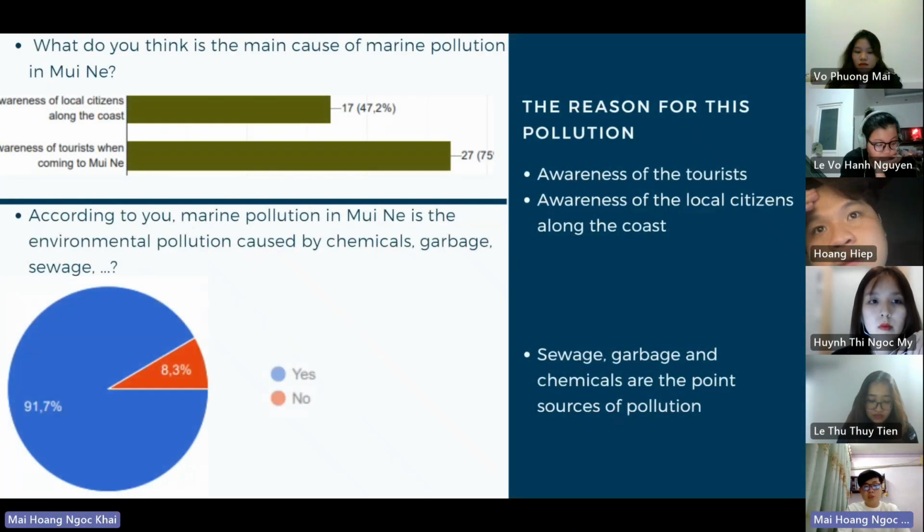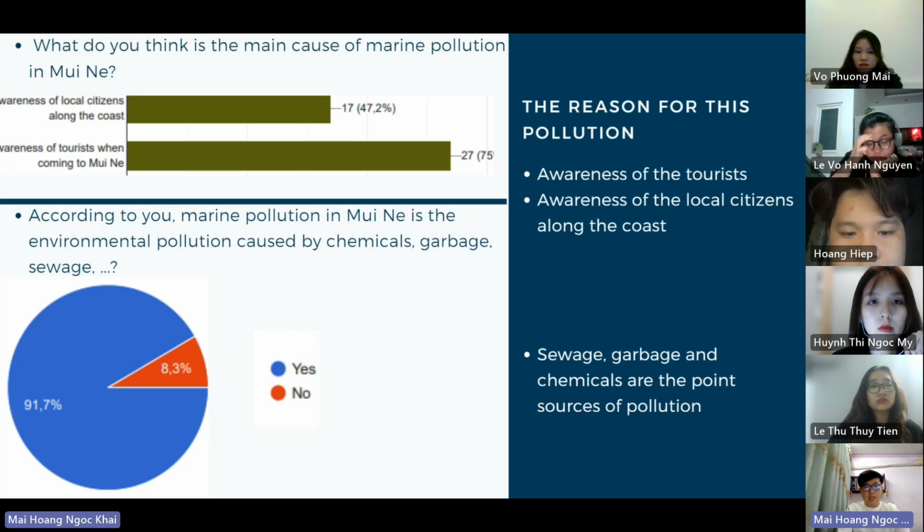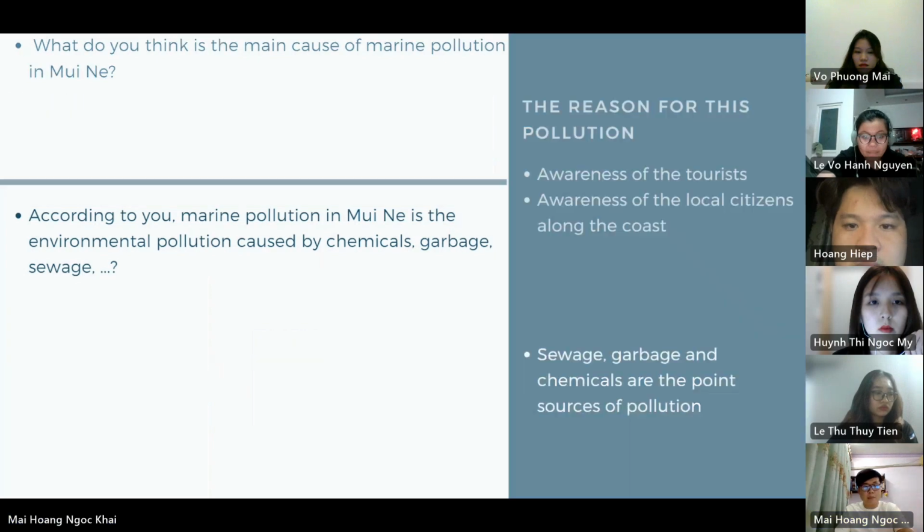Secondly, the pollution is caused by two main things. The first one is the awareness of the tourists when they come to Mui Ne, and the second is the awareness of the local citizens along the coast. Sewage, garbage, and chemicals are the main sources of pollution. They account for more than 90% of the contamination.